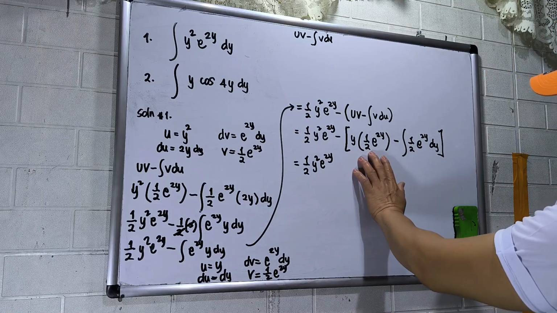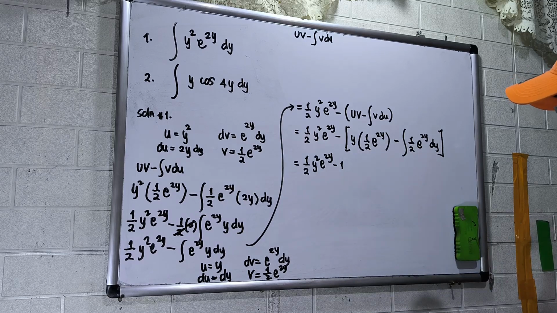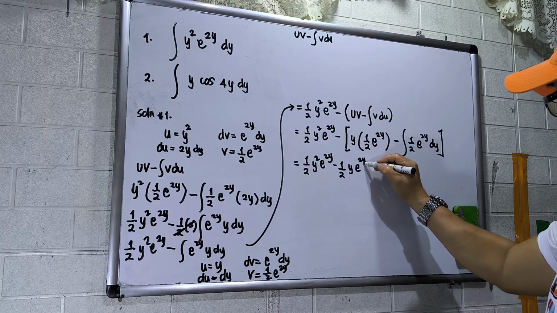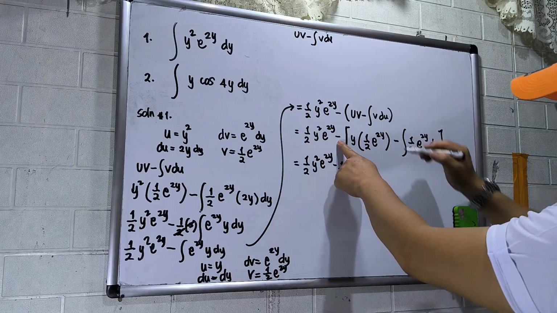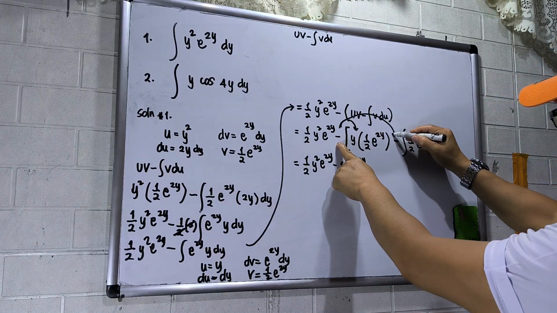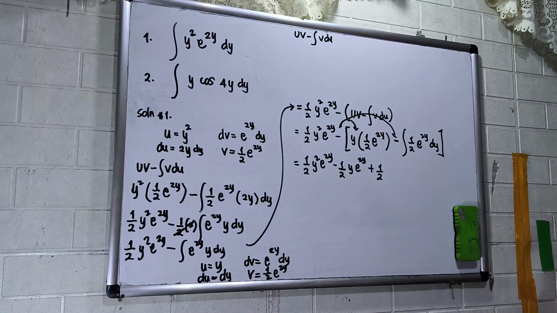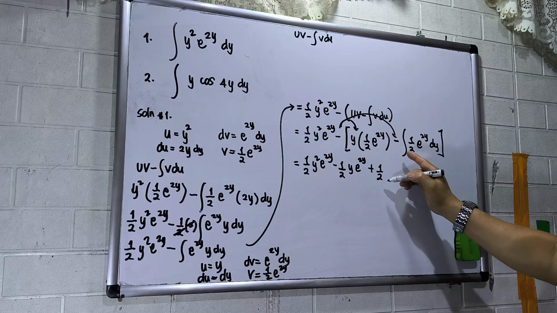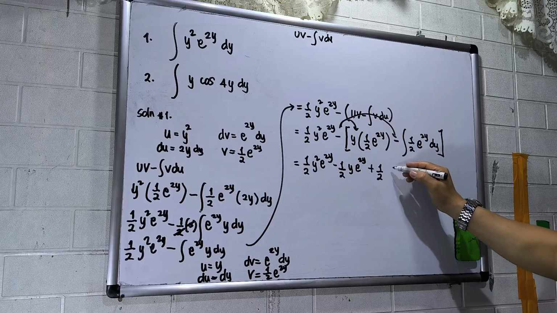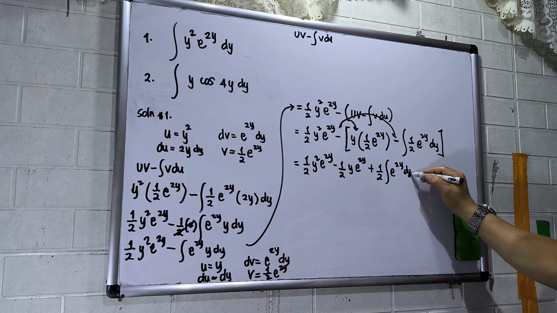Okay, so this will be 1 over 2 y squared e to the 2y. Then I will place the constant outside, because this is a constant, so outside of the circle brackets or square brackets. So this will be 1 over 2 y e to the 2y. Then this is negative, right? Negative times negative will be positive. So this will be 1 over 2, then just place 1 over 2 outside. So this will be the integral of e to the 2y dy.